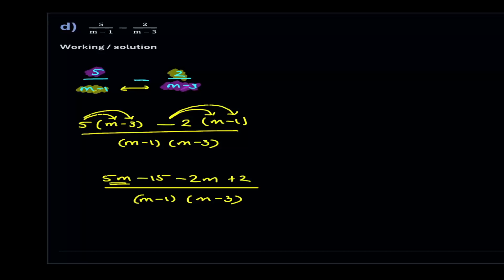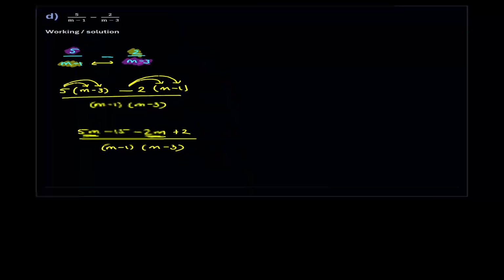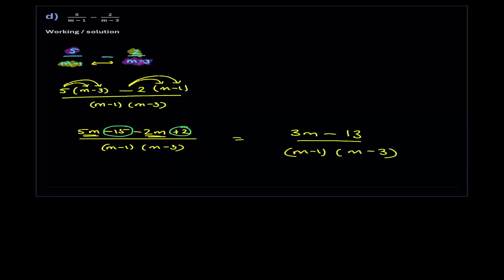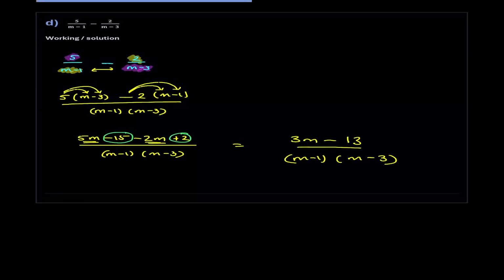Okay, let's collect like terms. So you got 5m take 2m, which is 3m. And then you've got negative 15 plus 2, which is negative 13, okay, because we're going less negative. We've got neg 15 and we're adding 2 to that. So hopefully that makes sense. Let me just write that a bit better. And then the denominator, keep it as your factorized form. So m take 1, m take 3 in brackets. Nice.